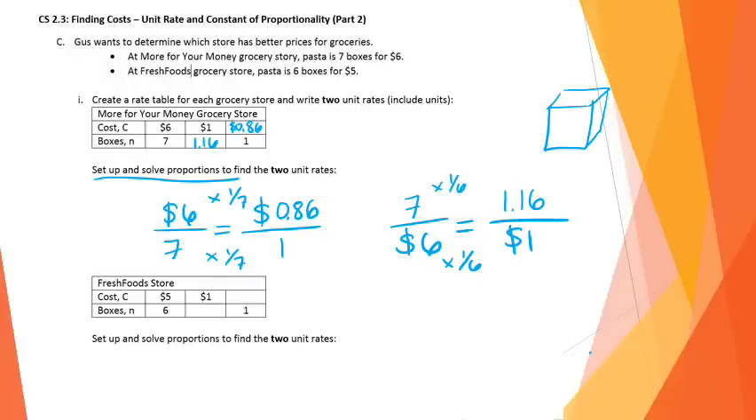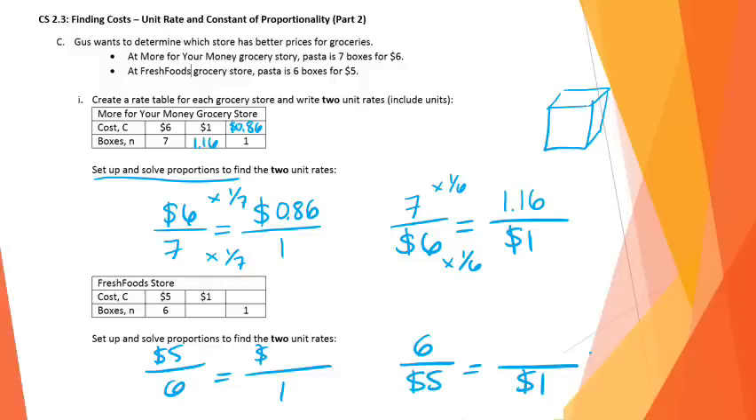So now the other store, we're going to do the same thing. So $5 for 6 boxes means how many dollars for 1 box? And flipping this around, 6 boxes for $5 means how many boxes per $1? So scale factor, 6 times 1/6 would give me 1. 5 times 1/6 gives me about 83 cents. So 83 cents per box. And over here, my scale factor is 1/5. And 6 divided by 1/5, I get 1 2/10. So I get 1 2/10 of a box for $1.